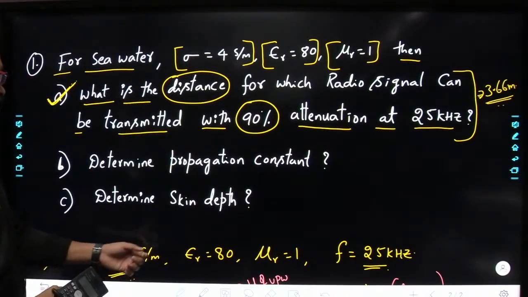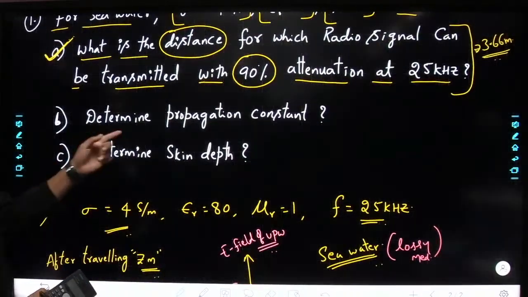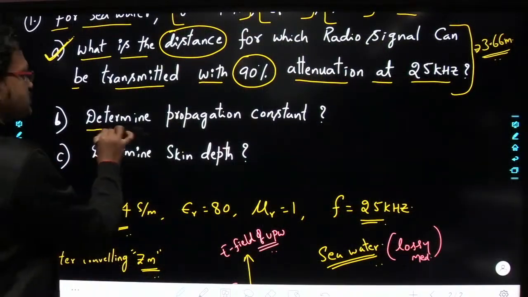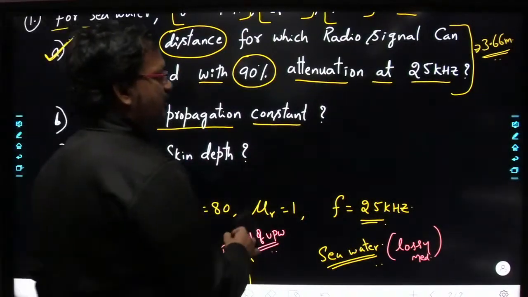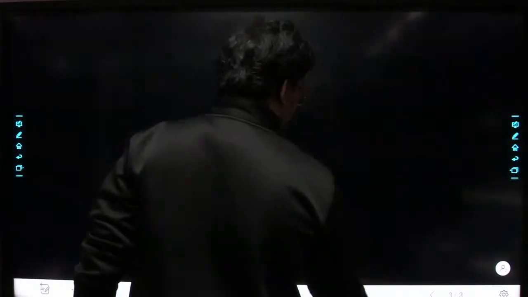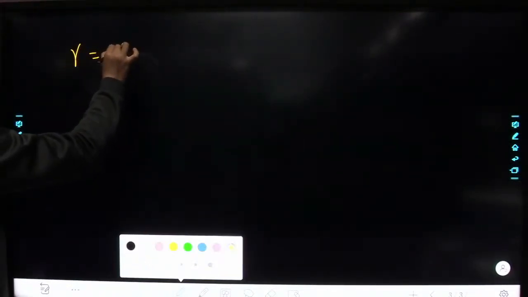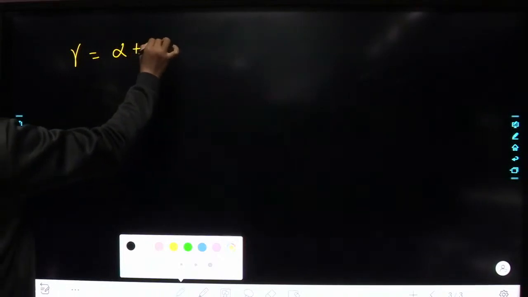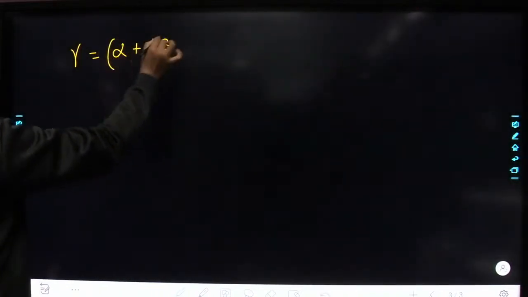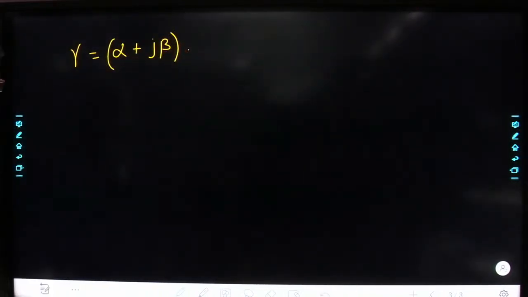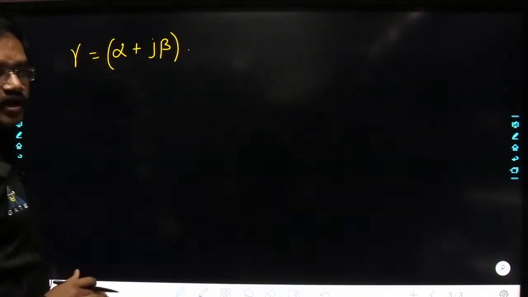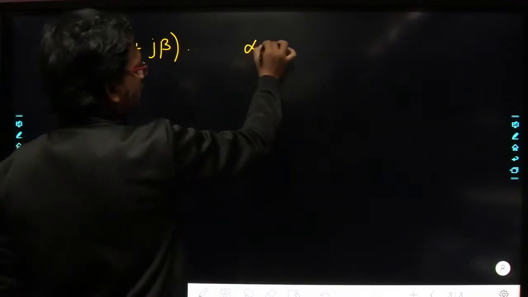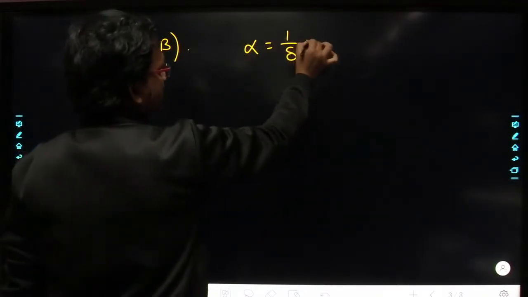Okay, so next in B, what are they asking here? Determine the propagation constant. So how do we determine the propagation constant here? Propagation constant gamma is equal to alpha plus j beta. Since we have already determined the skin depth value, we can easily determine the alpha value. Alpha is equal to 1 by delta, right?